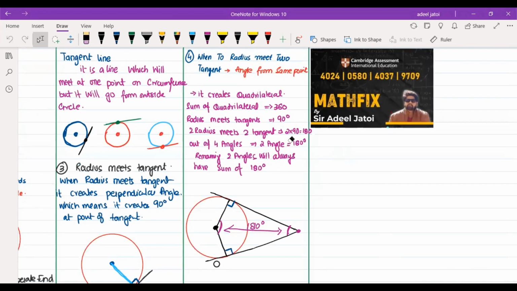So this is the property when two radiuses meet two tangents. Those two tangents meet outside the circle at one point. It creates a quadrilateral of sum 360. Knowing the fact that two radiuses meet two tangents, it will have two 90-degree angles. So when we subtract them from 360 degrees, we end up having 180 degrees left. When we have 180 degrees, that means those two angles left behind have the sum of what? 180 degrees. So even if you have one particular angle, you can always get the second angle by subtracting it. If this is 150, by subtracting it from 180, we get this angle as 30 degrees.